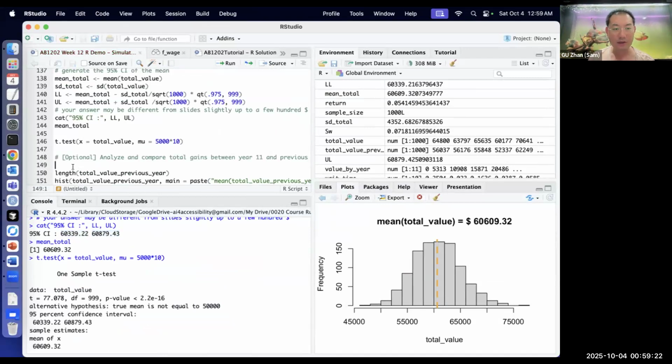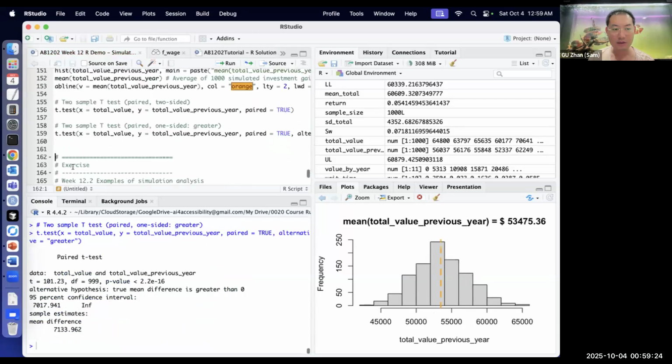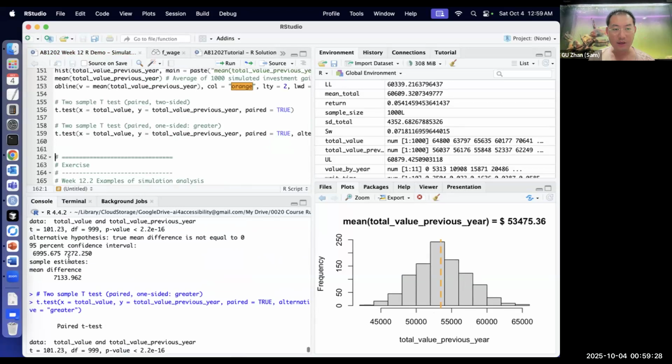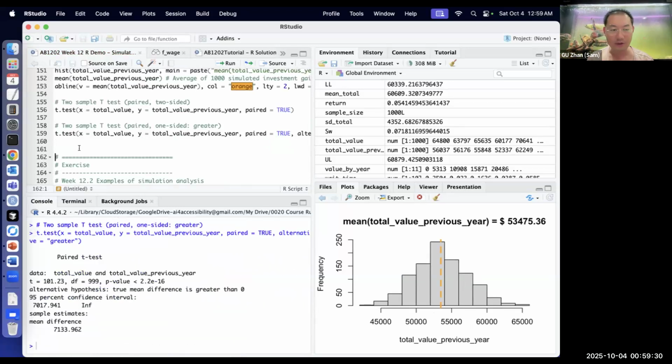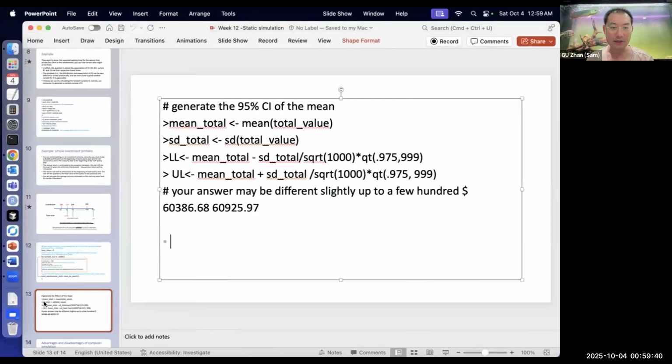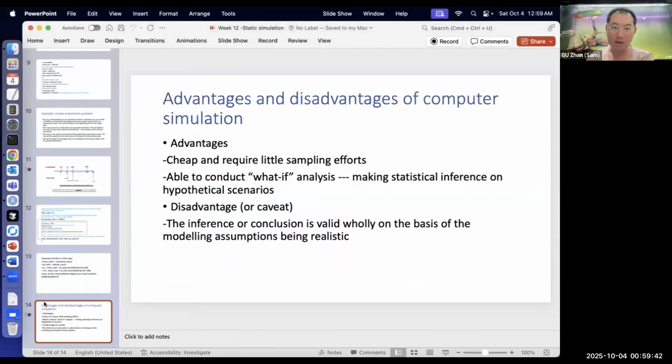Okay, then optional things, then we run the optional things. Then you are seeing that the value may slightly change because we have drawn a different random sample using set seed, random seed 42. Okay, so demo has ended. So that's the end of this demo. Then advantage and disadvantage. Okay, then that's it.